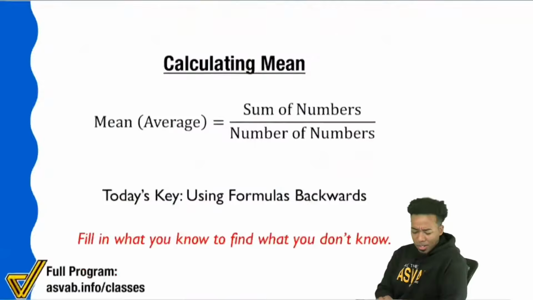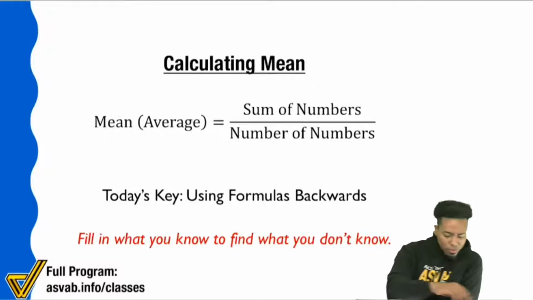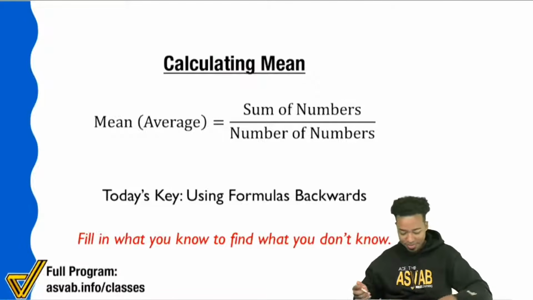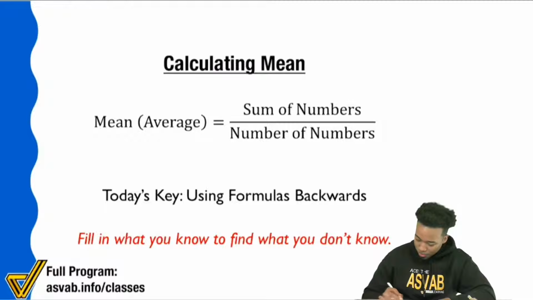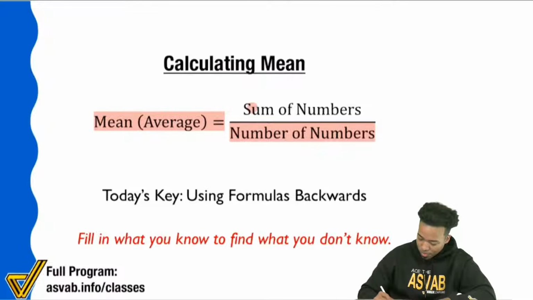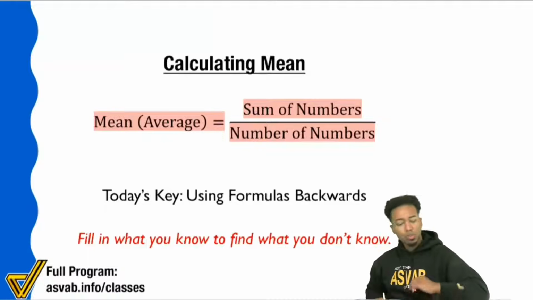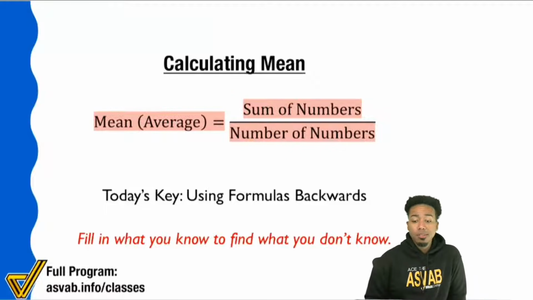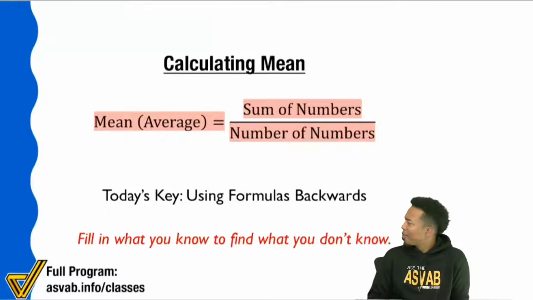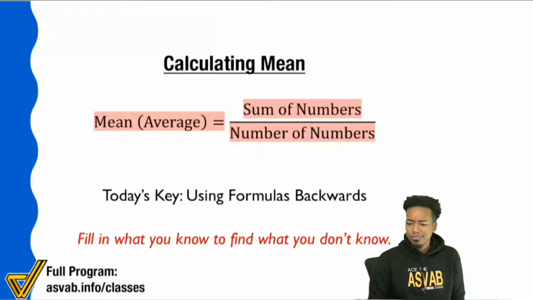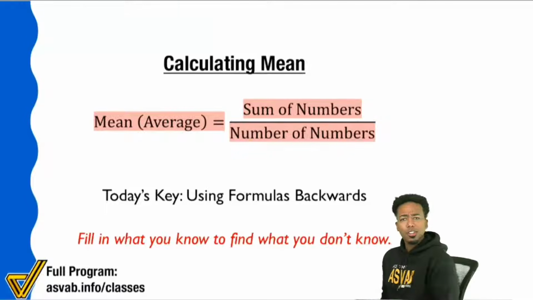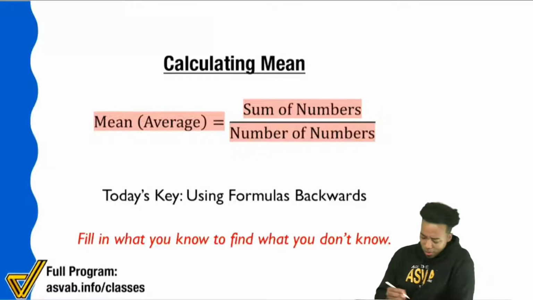Anybody here recognize this formula right over here? I'm going to go ahead and grab my pen. The mean or average is equal to the sum of the numbers divided by the number of numbers. Does that look familiar? Good. Let's go ahead and write that down. Please go ahead, write that down.